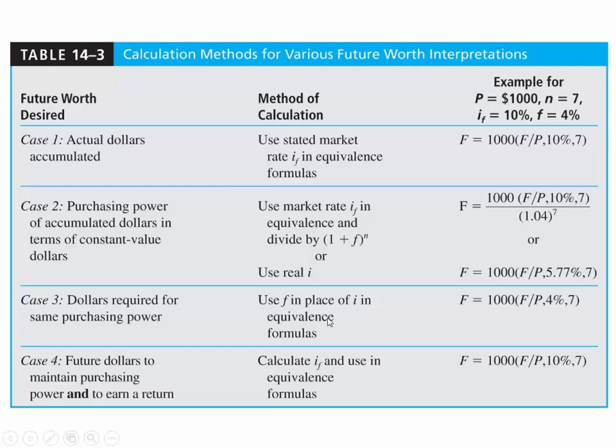All right, case three would be if you wanted to know how much you have to have in the future to buy $1,000 worth of goods or services now. And you can see that they're only compounding into the future using the inflation rate. And so it's for the same purchasing power. You don't take into account a real increase in the amounts. It's just you're trying to find out how much costs go up during that period. And then finally, case four takes into account the market interest rate of 10%. And so that's the combined effect of the real interest and also the inflation.